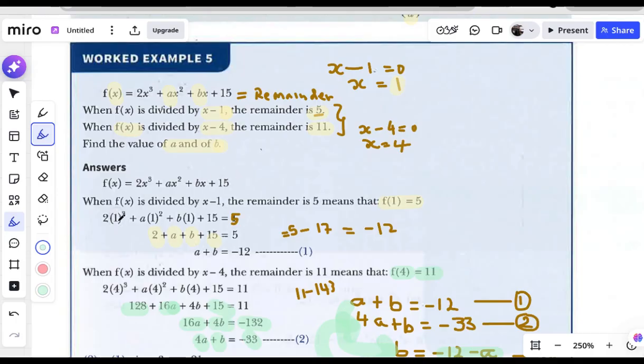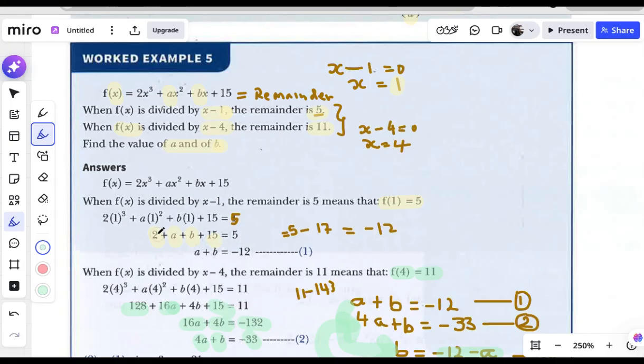function, in this polynomial. So we say 2 times 1 raised to power 3. 1 raised to power 3 is 1, times 2, we get 2. That's how we got this 2. Then you put 1 here. 1 squared is 1, 1 times a, we get a. 1 times b, we get b. Plus 15 equal to 5.